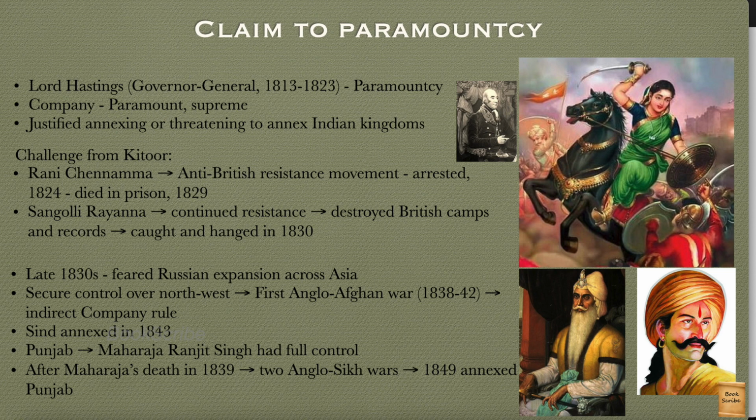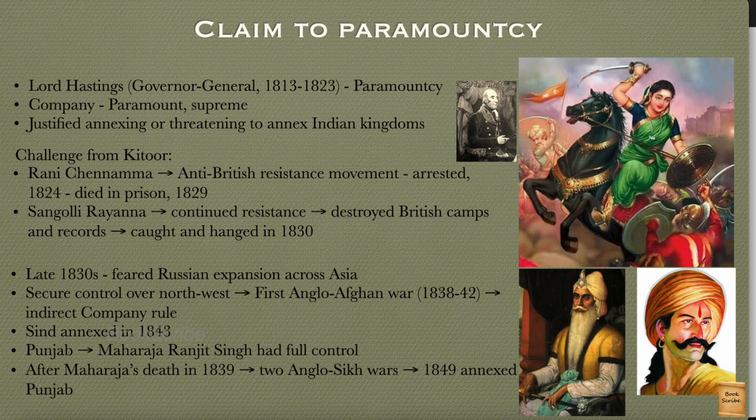Then in the late 1830s, the British East India Company feared the Russians. They thought the Russians would cross Asia and enter India through the northwest region. So they wanted to control the northwest area and secure it so that the Russians couldn't enter. For this they fought with the Afghans. This was the first Afghan war, or the Anglo-Afghan war, which took place between 1838 and 1842. But the company could not establish direct rule. It was an indirect rule.